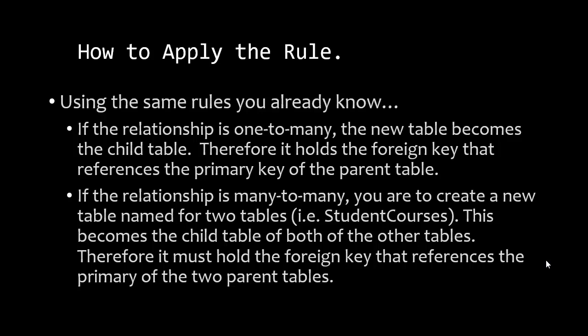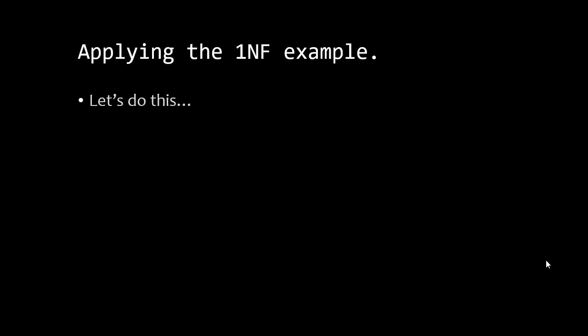If the relationship is many to many, you are to create a new table named for the two tables. An example would be student courses. This becomes the child table of both the other tables. Therefore, it must hold the foreign keys that reference the primary keys of the two parent tables. Does that make sense? Same rules you have already been using. This is nothing new, but this is how first normal form works. And like I said, in a sense, you've been doing it. You just haven't realized you've been dealing with first normal form in designing your databases.